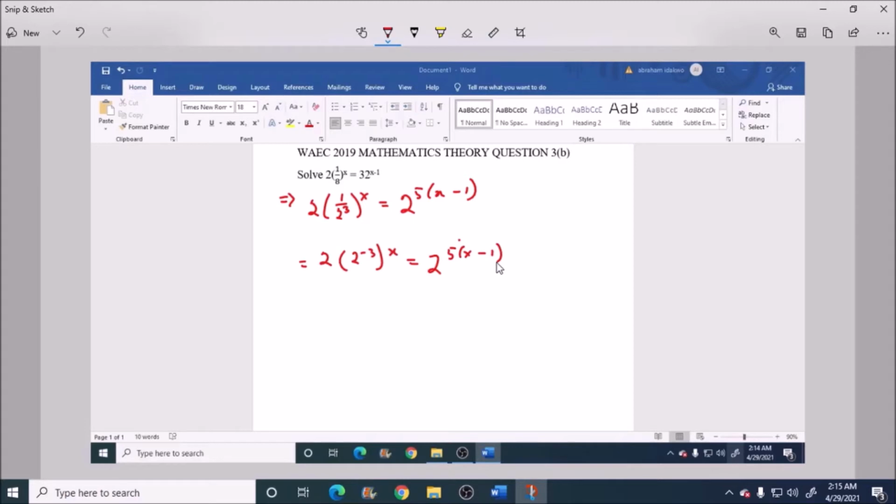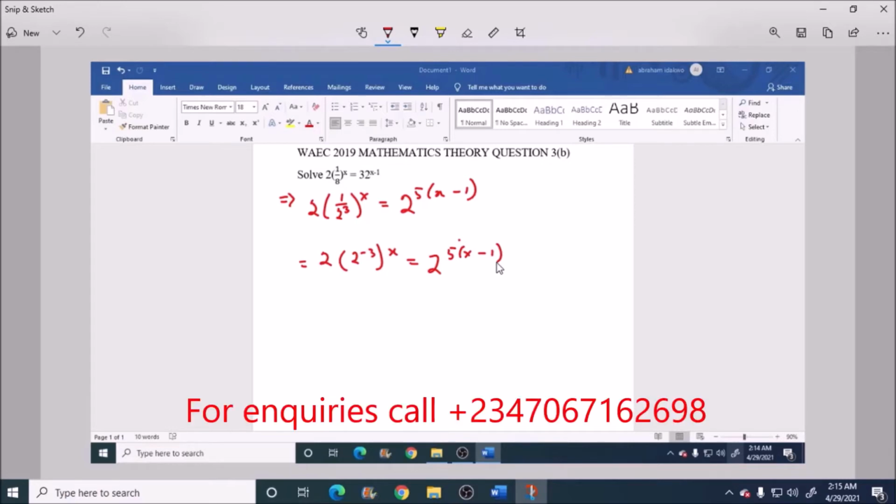Okay, so let's continue. So this is the same thing as saying 2 raised to power 1 times 2 to the power minus 3x is equal to 2 to the power 5x minus 5. Okay, so this is the same thing as saying 1 plus minus 3x is equal to 5x minus 5. So here we have 1 minus 3x equal to 5x minus 5.